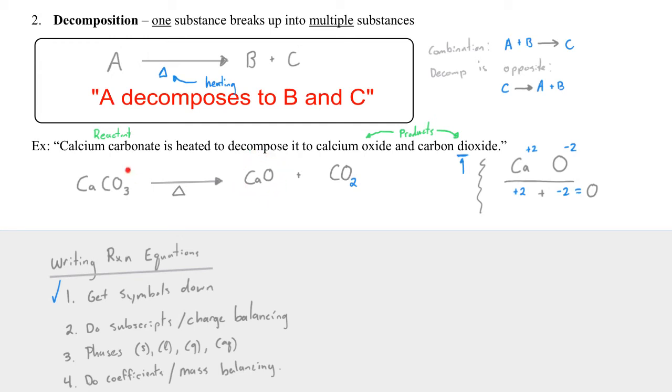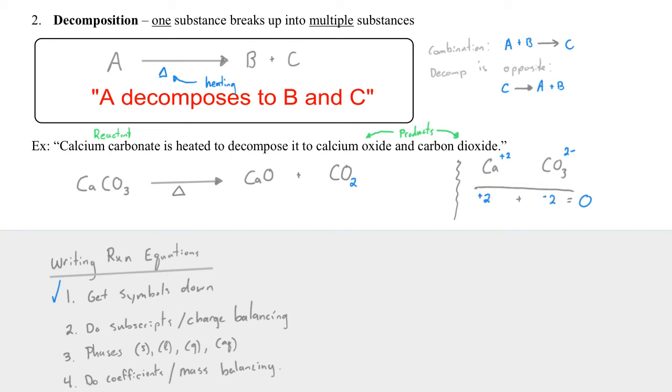Now let's go over to the reactant side. Here we have calcium and carbonate, and hopefully you know your carbonate charge. Its formula, of course, is CO subscript 3 with the oxygen, and as a whole unit, it has a -2 charge. So carbonate is -2 and calcium is +2.